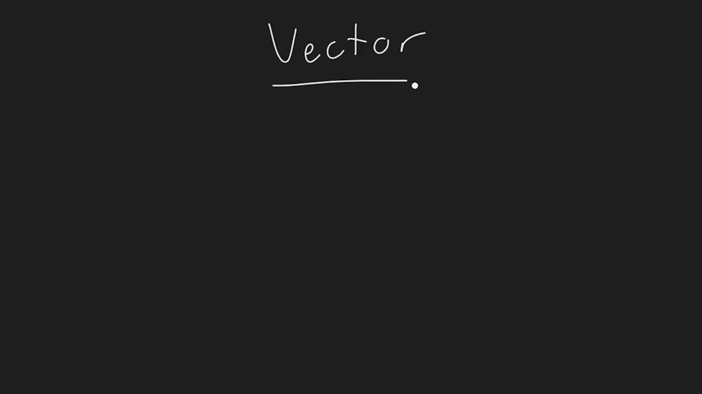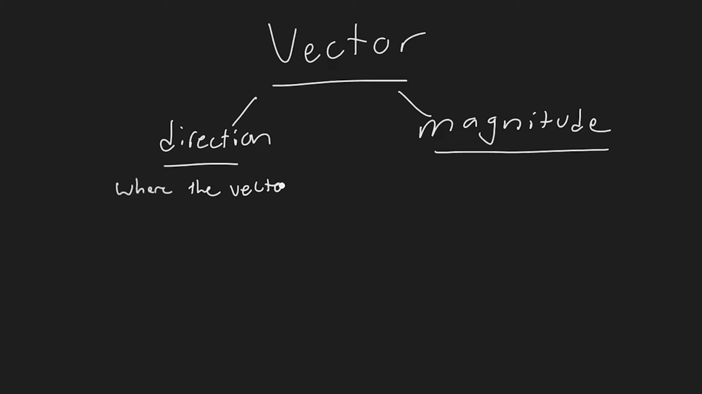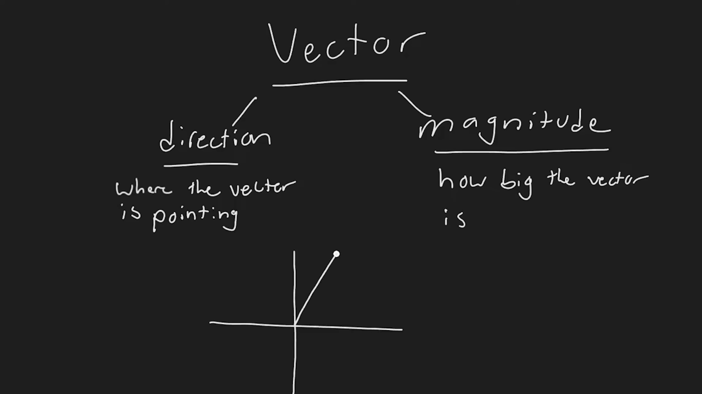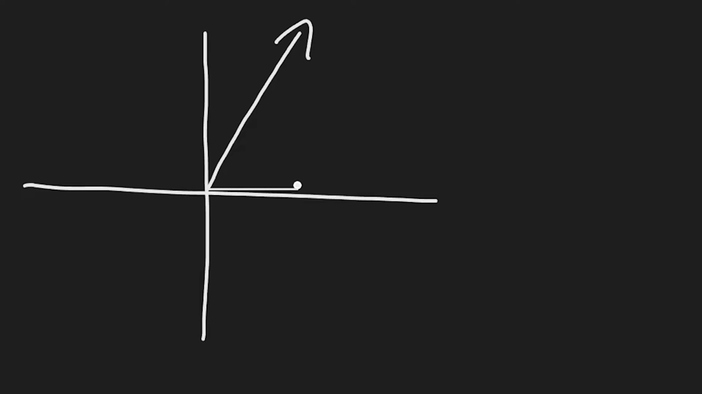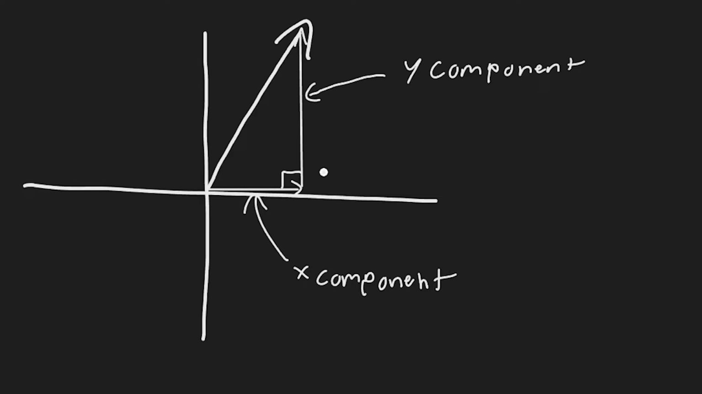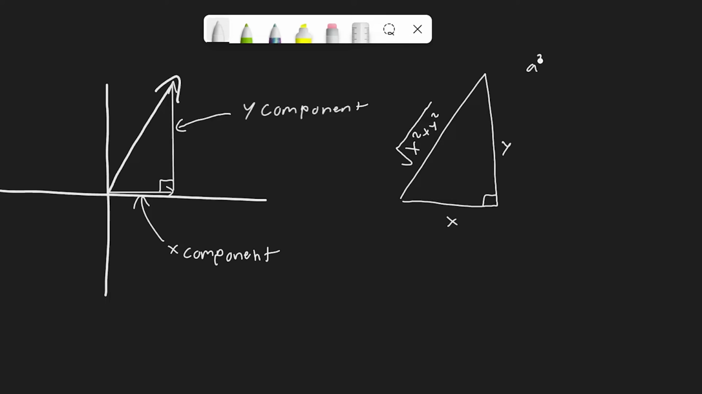A vector is a quantity that has both direction and magnitude. Direction is basically just where the vector is pointing, and magnitude is how big the vector is. When you draw vectors, you basically just draw an arrow. Because vectors have both a direction and a magnitude, we can express vectors with two numbers describing its x component and its y component. If we have two components, we can find the magnitude using the Pythagorean theorem, and we can find the direction using the arctangent of y divided by x.